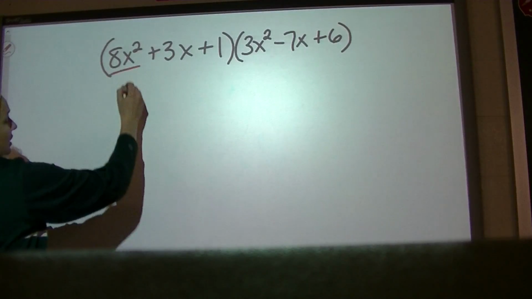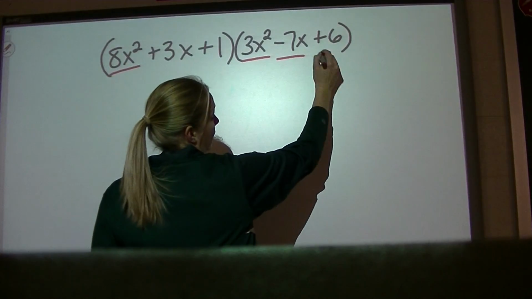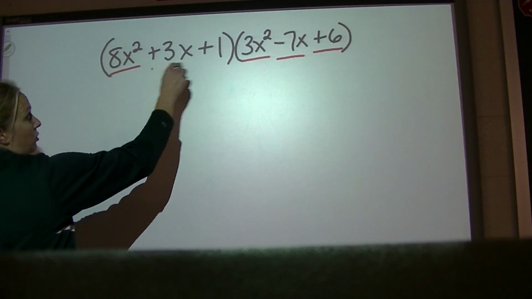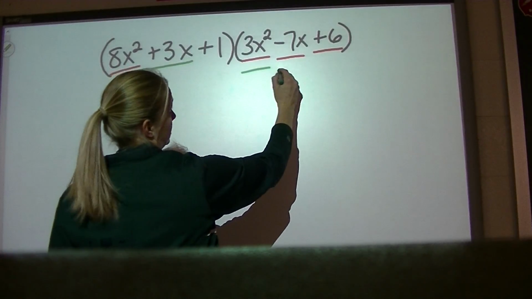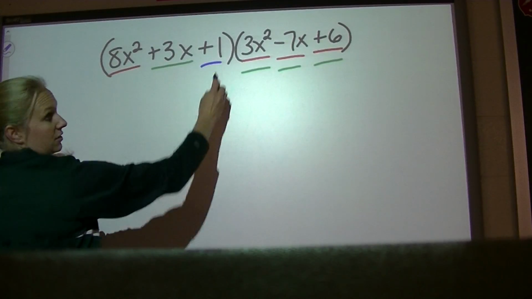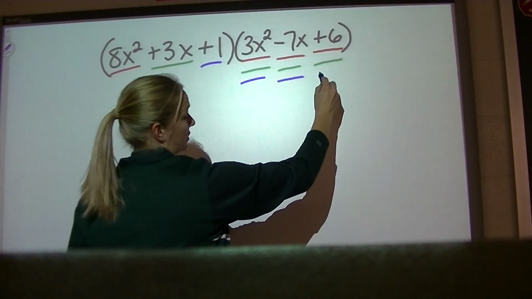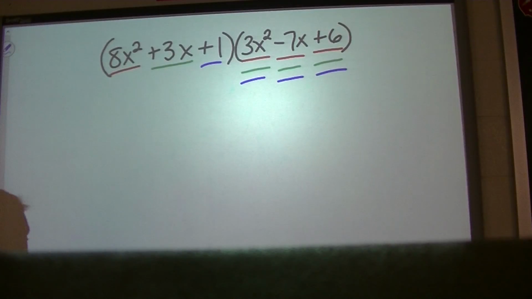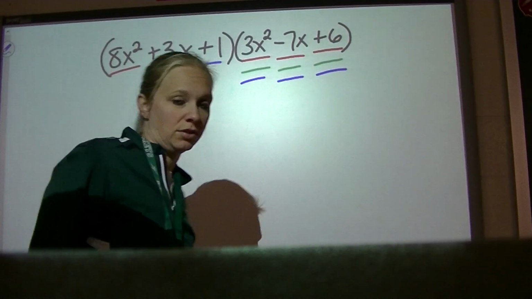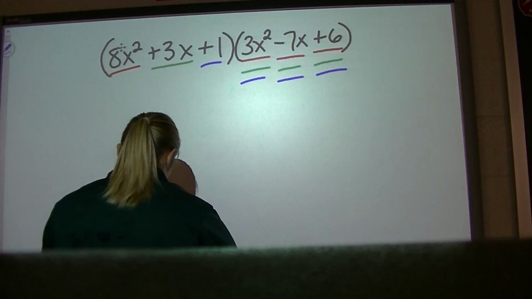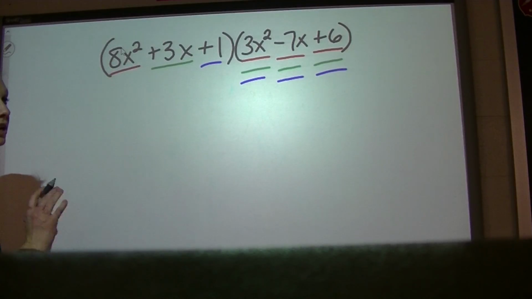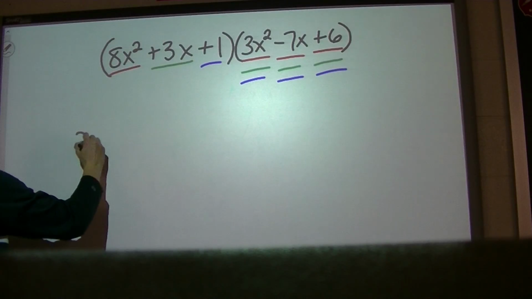So we're going to do 8x squared times 3x squared, times negative 7x, and times 6. We're going to do a positive 3x times 3x squared, times negative 7x, times positive 6. And we're going to do a positive 1 times 3x squared, times negative 7x, times 6. Okay, so notice how every single one of these is being multiplied by every single one of those terms. So doing that, 8x squared times 3x squared is 24.